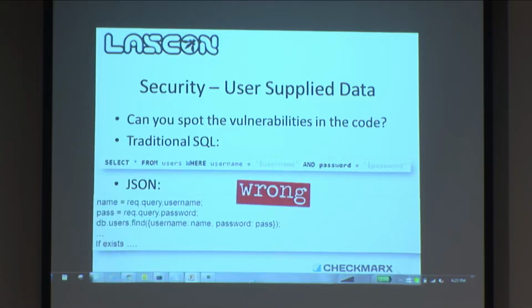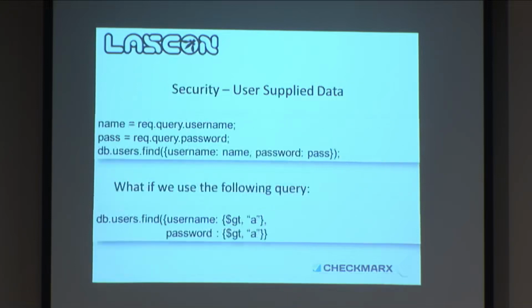Now, the problem with it is the JSON actually accepts operations, right? Greater than or less than. So I can do something like this and say, give me all usernames with username greater than A and password greater than A. It's just about any string is greater than A, right?